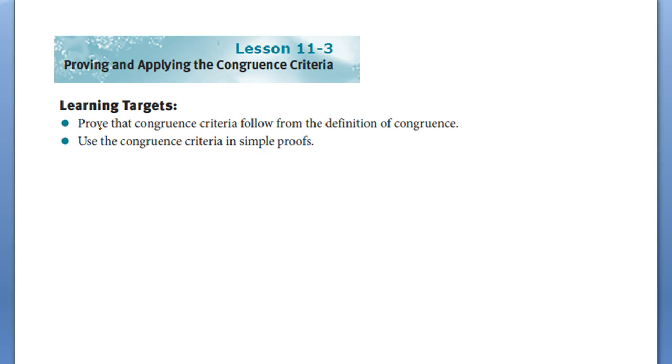In this lesson, we took 3 out of the 4 congruence criteria from yesterday's lesson and proved that they actually were true by finding a sequence of rigid motions that mapped one triangle to the other. And because we had proved that those were true, we were now able to use those congruence criteria in proofs.